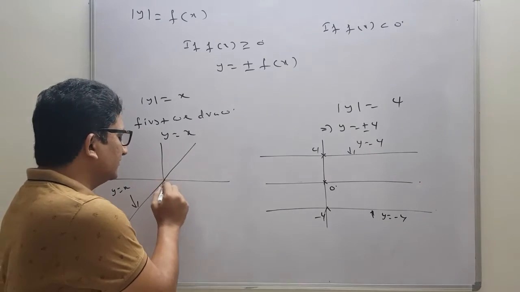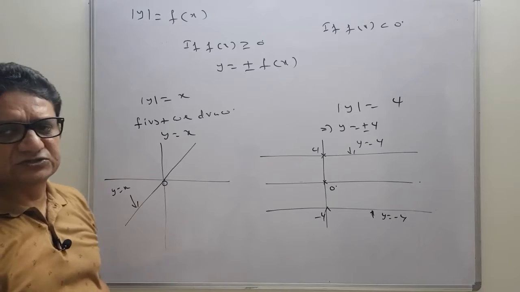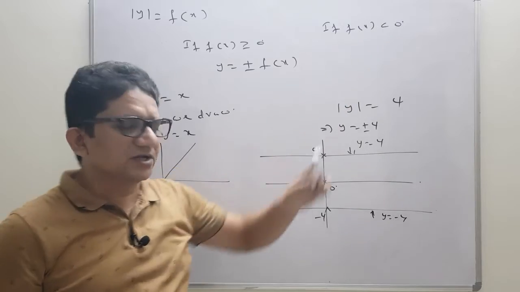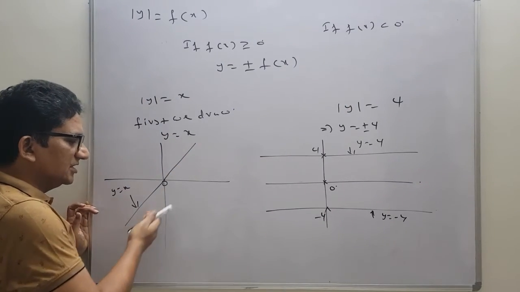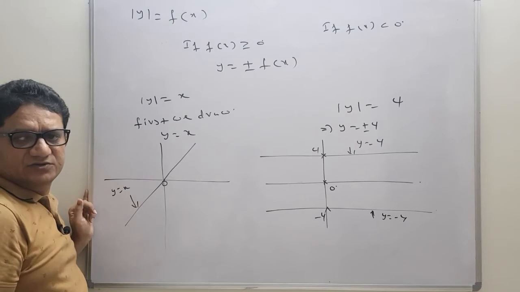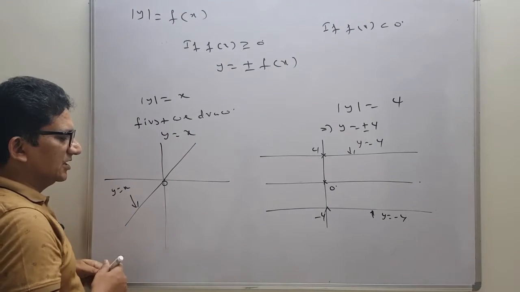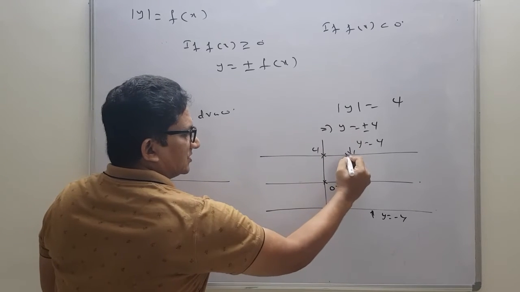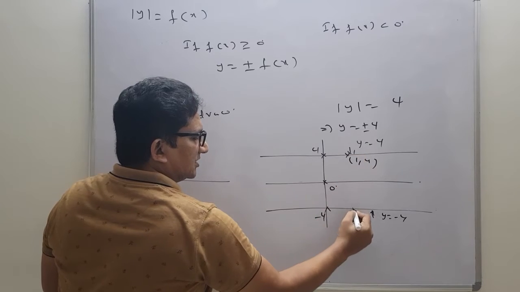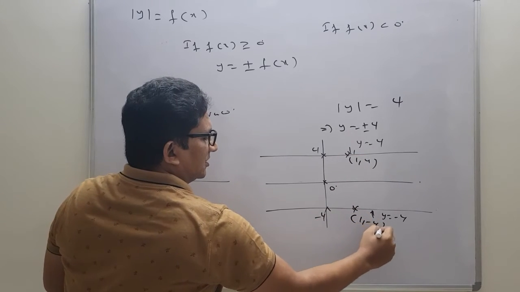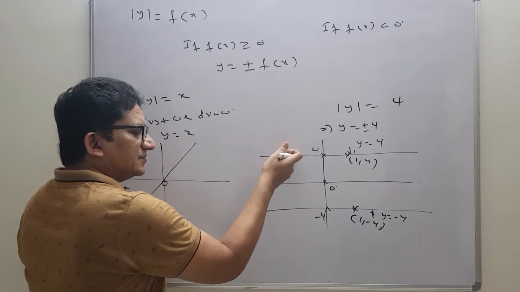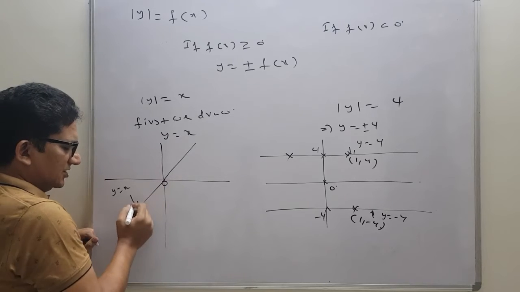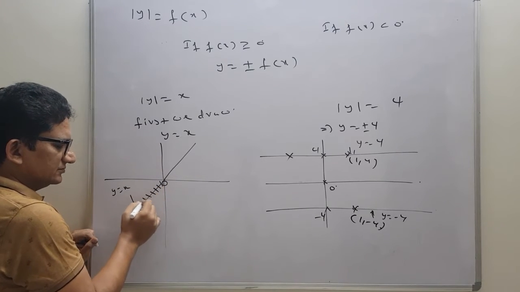Now to draw the graph of modulus of y equals to x, we know that the case f of x less than 0 is not allowed here. That means whatever portion is there below the x axis, we will forget about that one. By using this logic, if 1 comma 4 is a point here, the corresponding point we will get is 1 comma minus 4. And if you come here, again the negative point and negative point, the similar structure should come. That's why we will forget about this graph.